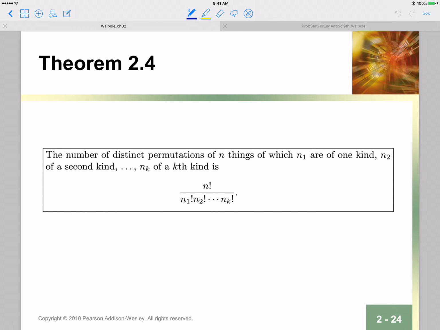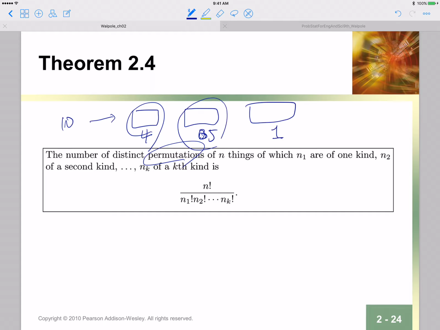Okay, and then still a permutation. But now we have 10 items, and then we have 3 bins, and in each bin, we put 4 items, 5 items, and 1 item, and within the 4 items or 5 items or 1 item, we differentiate the order, and then it could be 10 factorial over 4 factorial, 5 factorial, and 1 factorial, and so on.